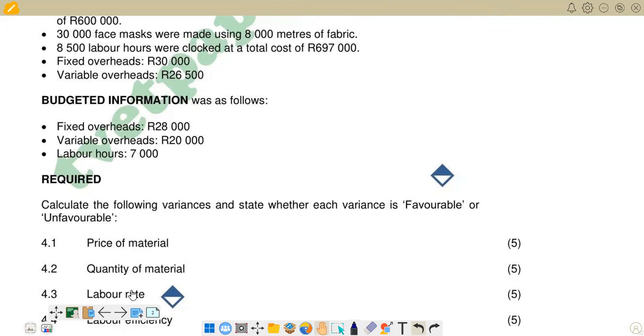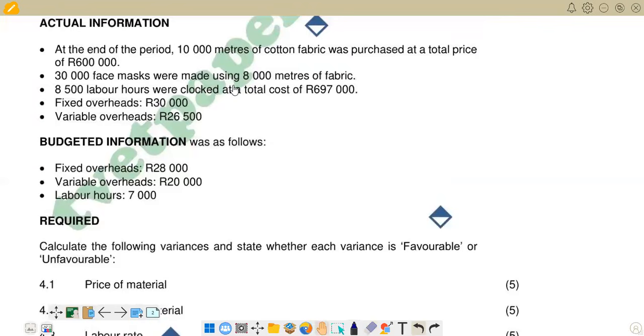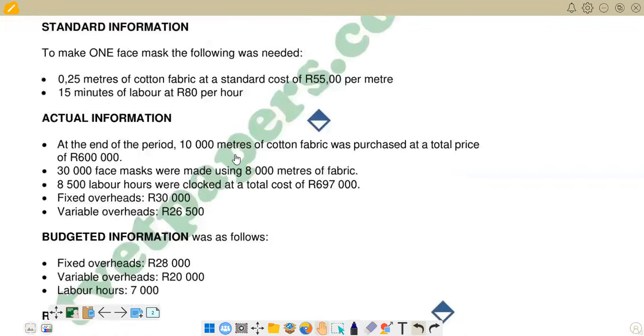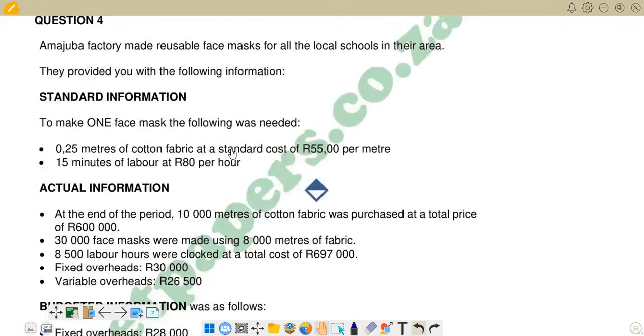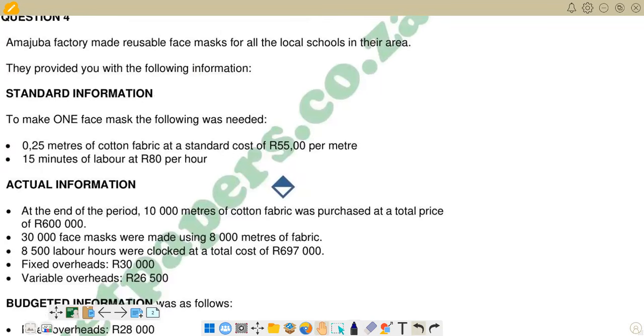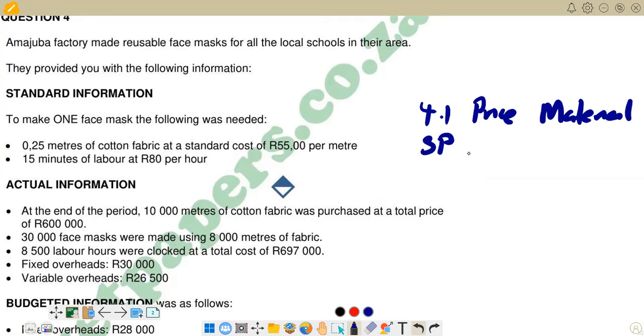First of all, we are going to put the formula. This is 4.1, the formula for price of material. The formula that we use to calculate our material price variance is standard price minus actual price, in brackets. Then we multiply by the actual quantity.